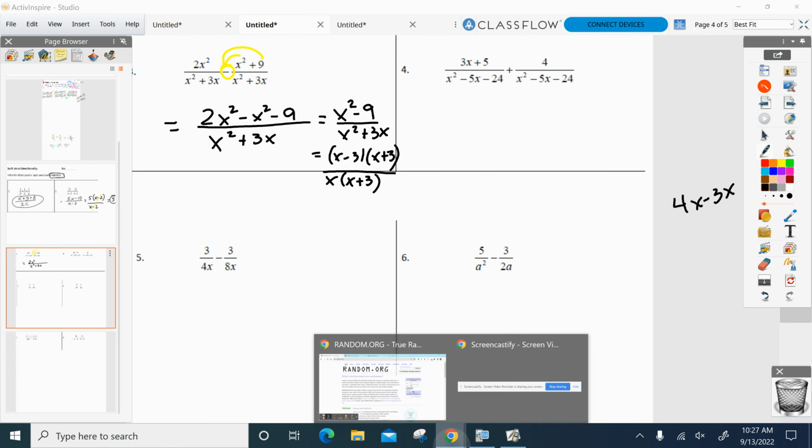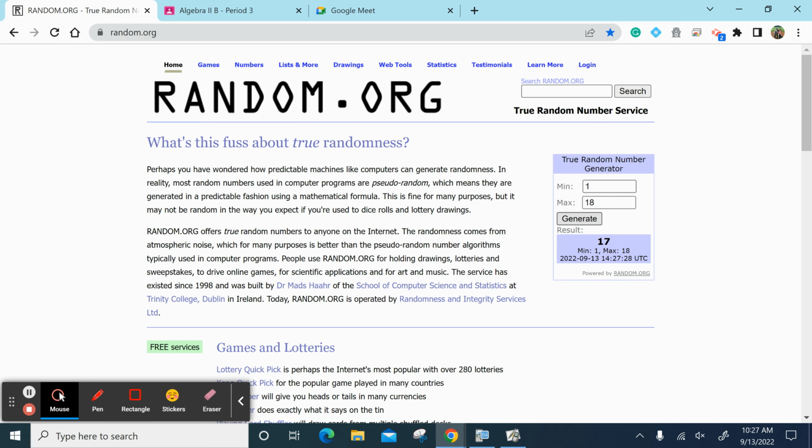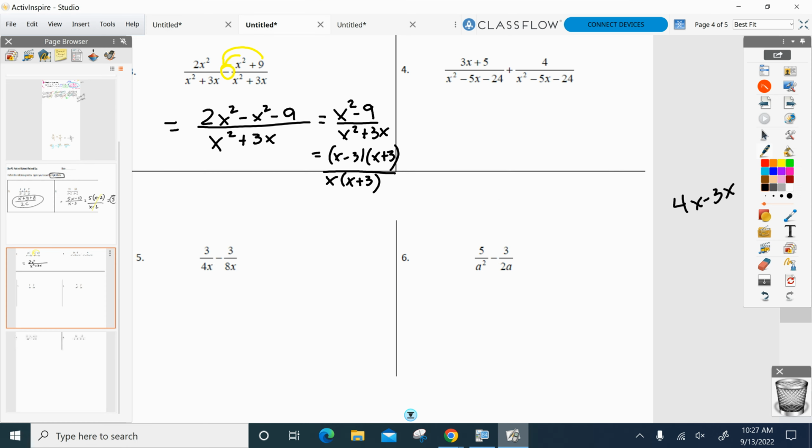Yep. And then from here, 17. The x minus 3 on top over x. Good. The x plus 3's go. We're all set. Good job.